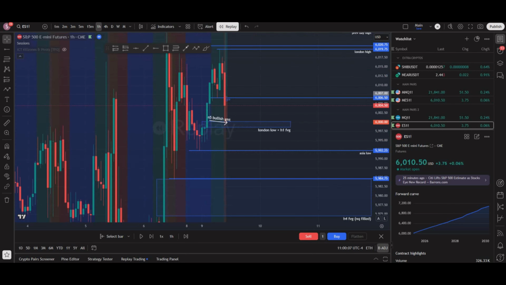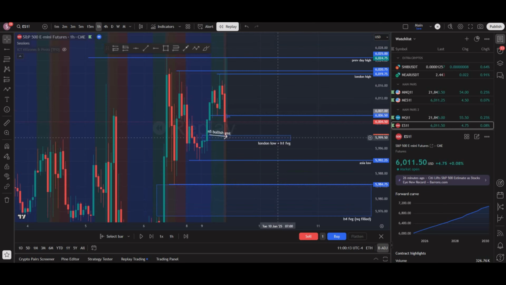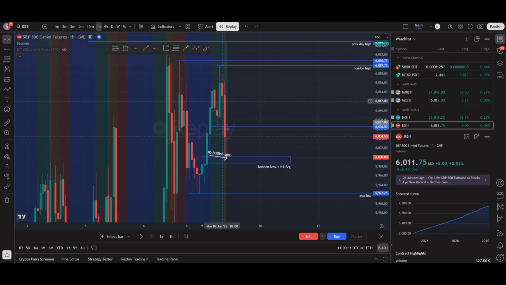Below that, we had the Asia lows, and then we had that 4 hour FVG that NQ had already filled previously. So basically, market opens up and price continues to flood down. It ends up taking out this hourly low, so we disregard that. It ends up taking out the London low, and then it comes into this hourly FVG.